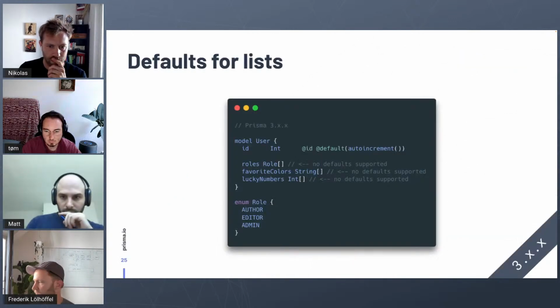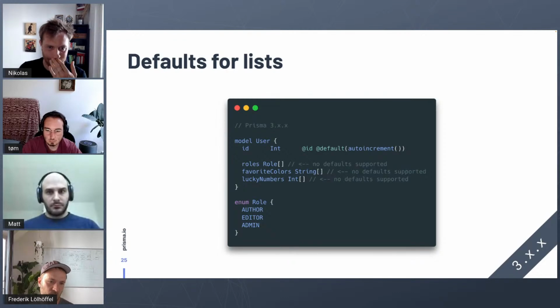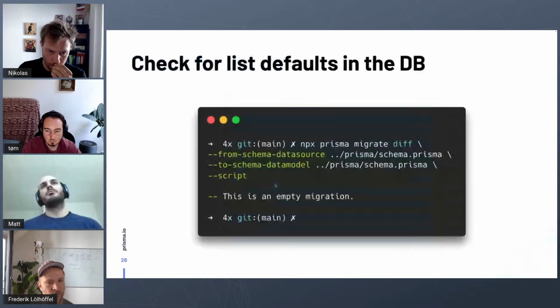So the first feature is defaults for lists. We sometimes call them scalar lists. They are arrays, and so far we didn't support any defaults for those. So here in my schema, there's a roles array which uses an enum, and I can't set any defaults here, so there is no default role possible, and the same for other things like colors or numbers.